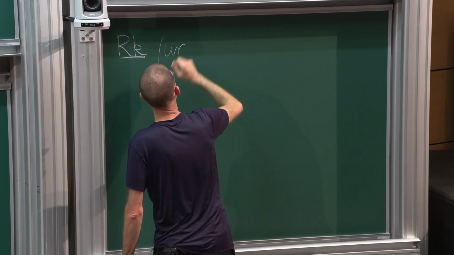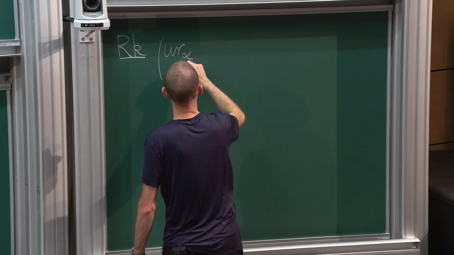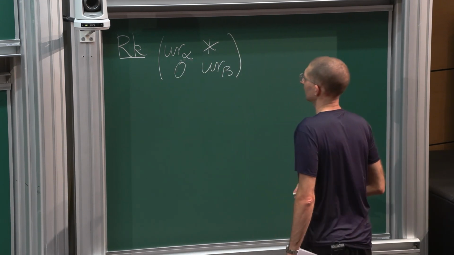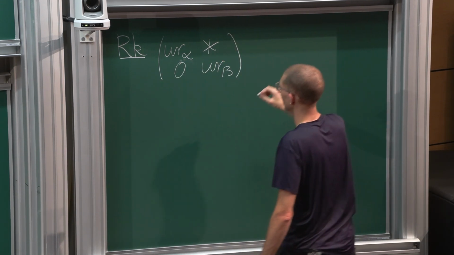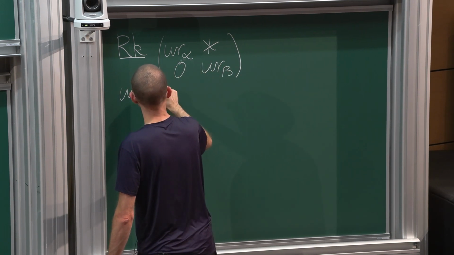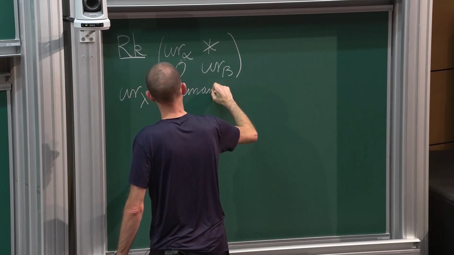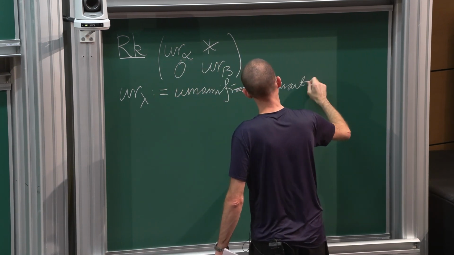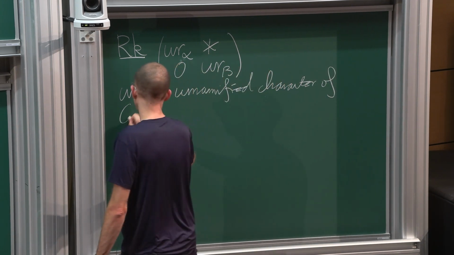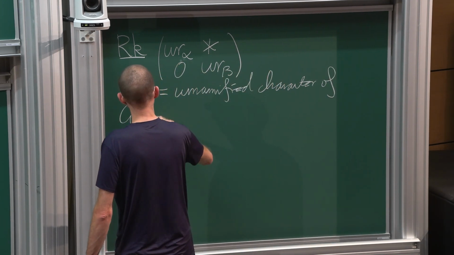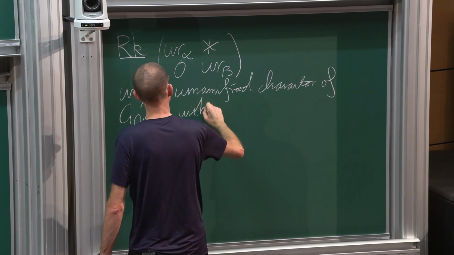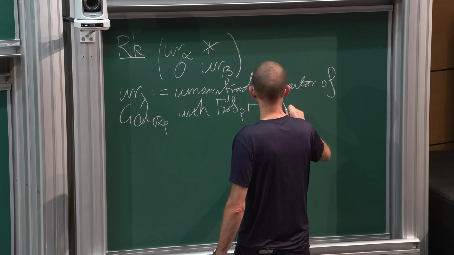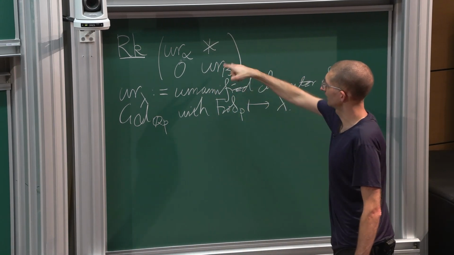If I consider, let me just write something and then explain the notation. So this is some notation for a 2-dimensional Galois representation. So unramified lambda is the unramified character of Gal QP, sending the Frobenius at P to lambda. And this is some extension.